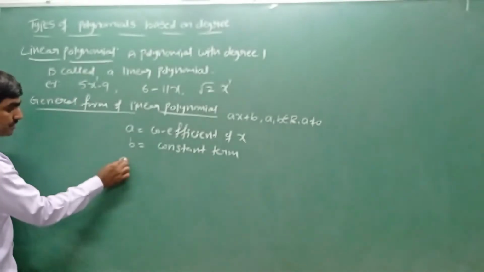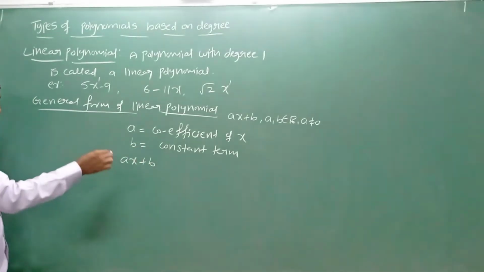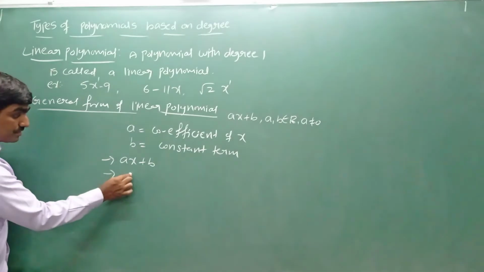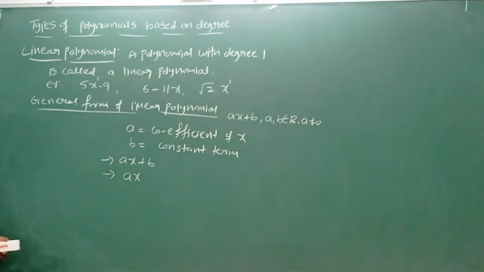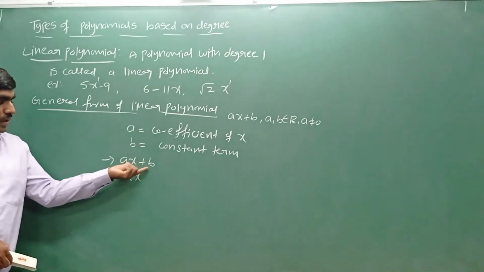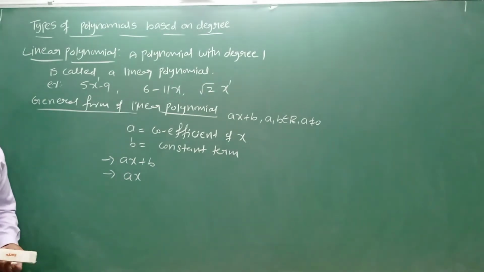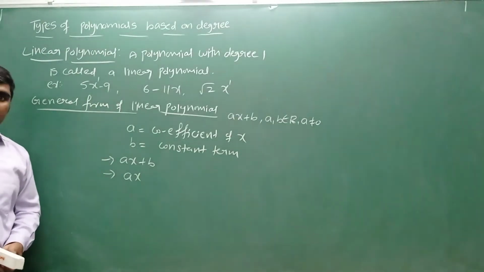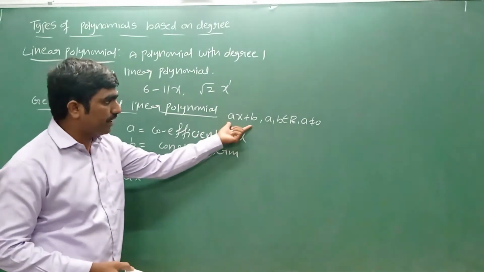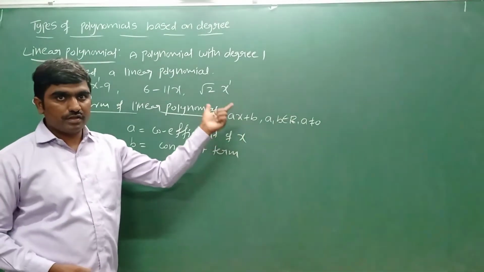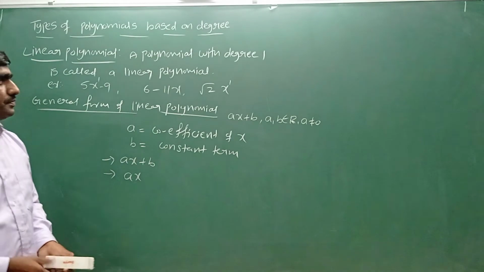A linear polynomial may be like this: ax plus b. I mean, it contains both the x term and a constant. A linear polynomial may contain only the x term also. So a linear polynomial has at most how many terms? 2 terms. Maximum we can see 2 terms. Minimum we can see 1 term. This is about what is a linear polynomial and its general form. A polynomial with degree 1 is called a linear polynomial. The general form is ax plus b, where a, b are real numbers and x is the variable. It is a polynomial in one variable.